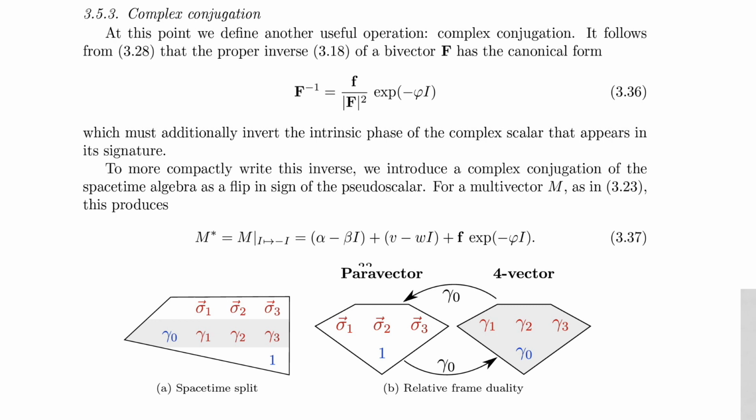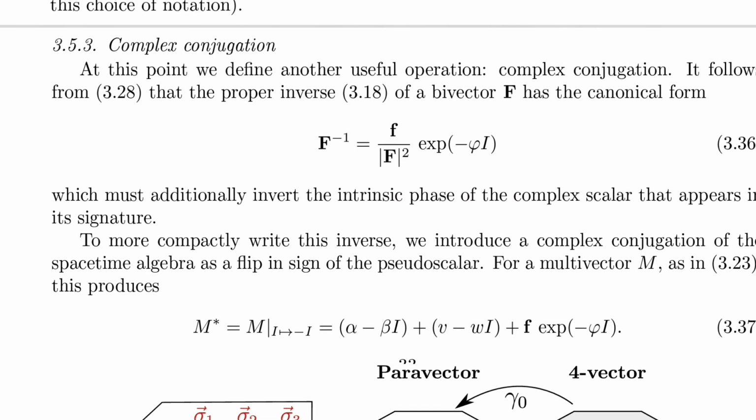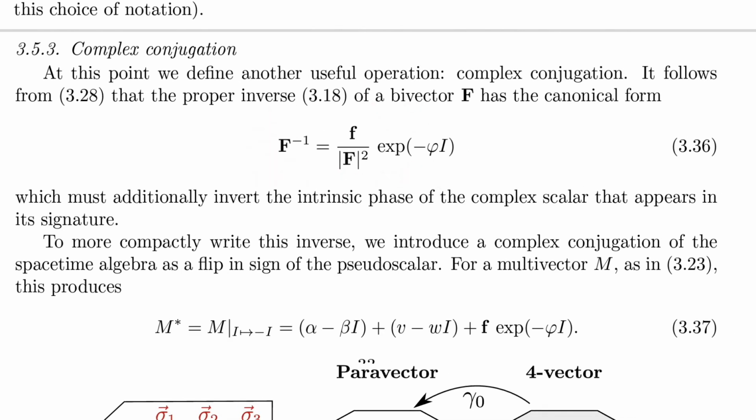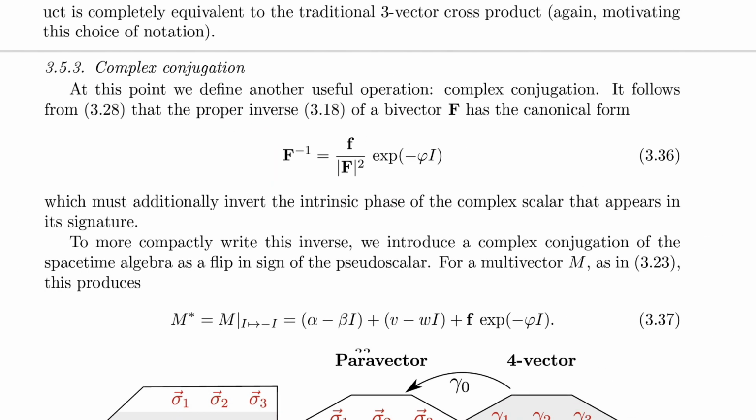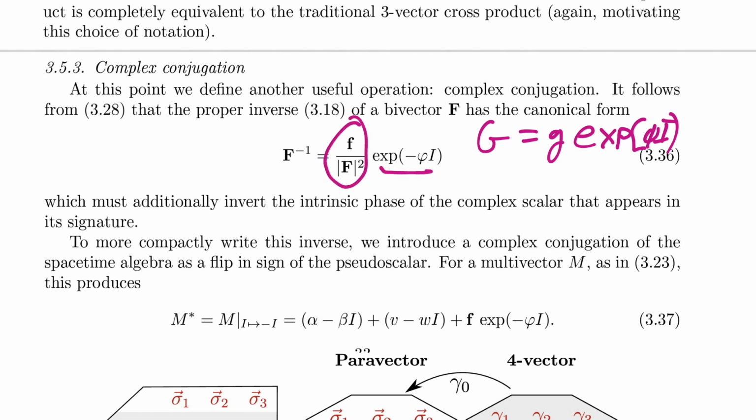Okay, so the proper inverse of a bivector has the canonical form F inverse. So they give this presentation as the canonical form of the proper inverse of a bivector. So remember, the canonical form of any bivector has got to be G times e to the phi I, right? So this has that form. This is a bivector here, and this is an exponential. So that does count as canonical form, even though it isn't literally in this form with a positive exponent. But it is a bivector times a phase factor, if you will.